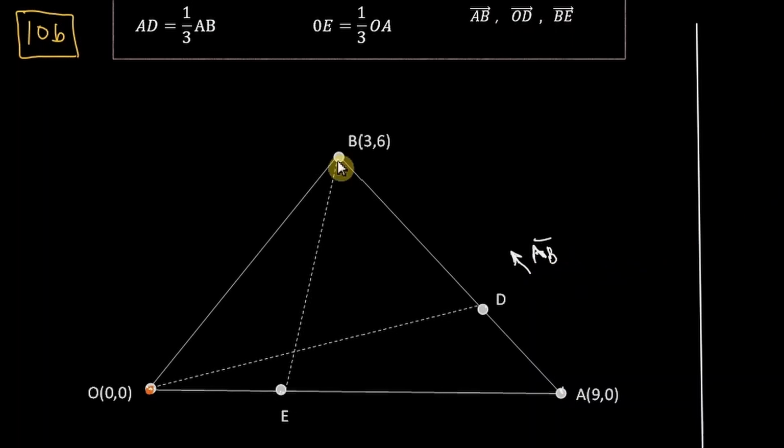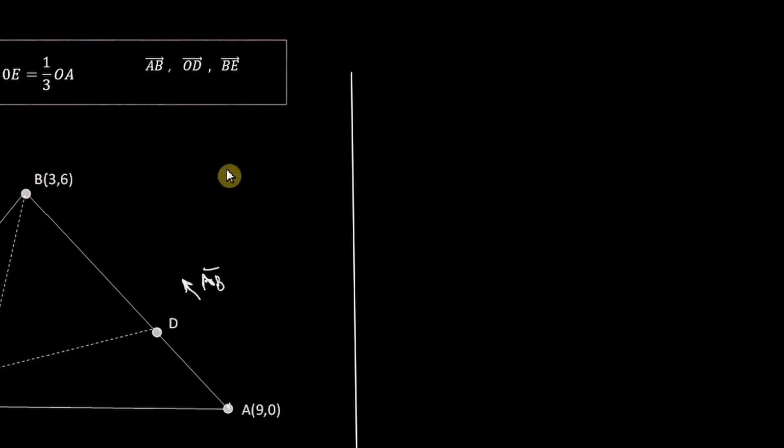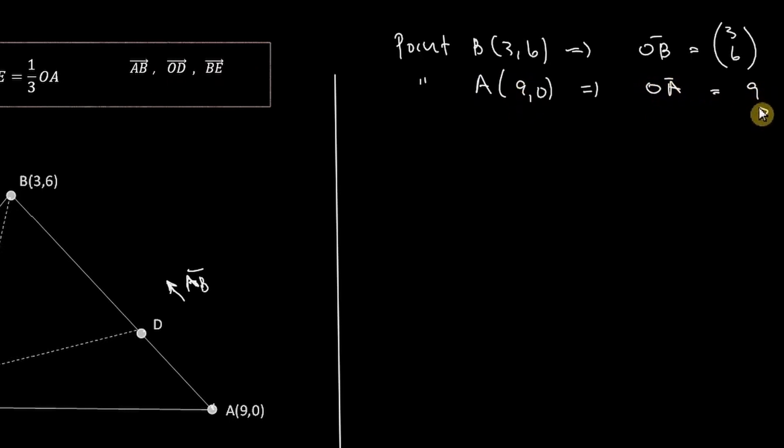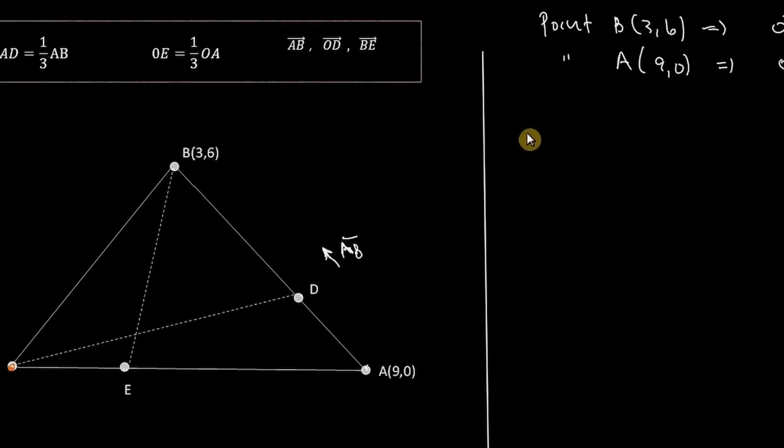So first, let us write these points as position vectors. Point B with coordinates (3, 6) has the position vector OB, and that is (3, 6). Similarly, point A with coordinates (9, 0) has the position vector OA, (9, 0). So let us now determine the vector AB.